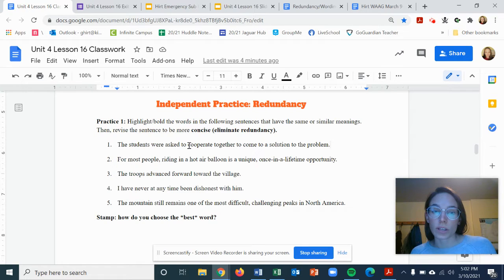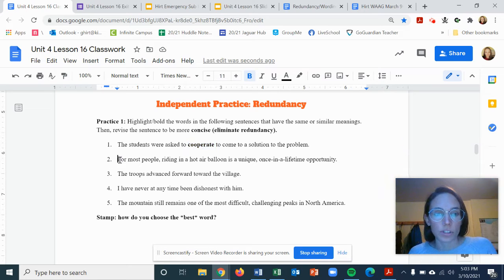Okay. So if you said cooperate together, you are correct. That is redundant because cooperate means work together. So how should we revise this? What should we do? Okay, if you said just get rid of the word together, you are correct, right? So they were asked to cooperate. That means work together. We don't need the word together.